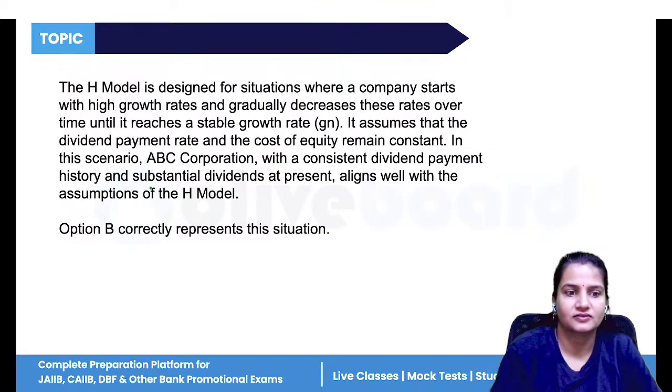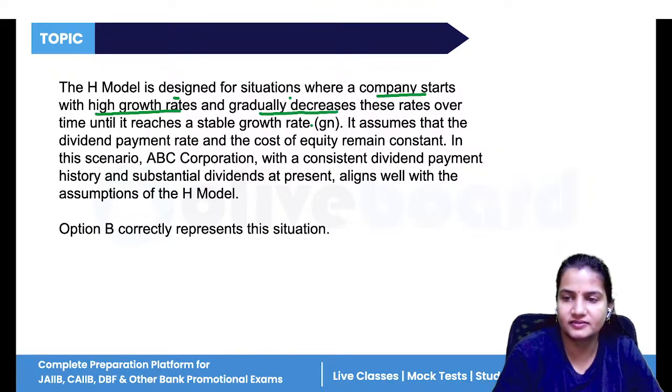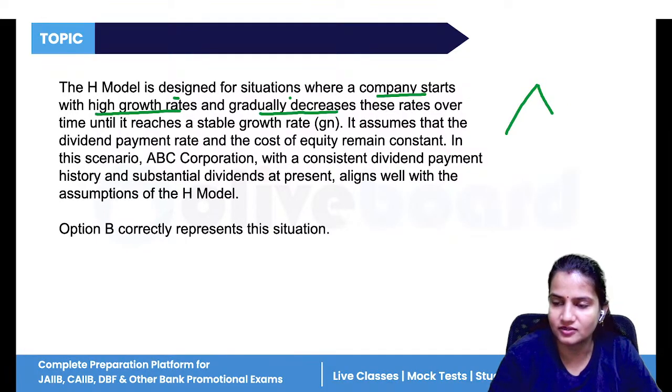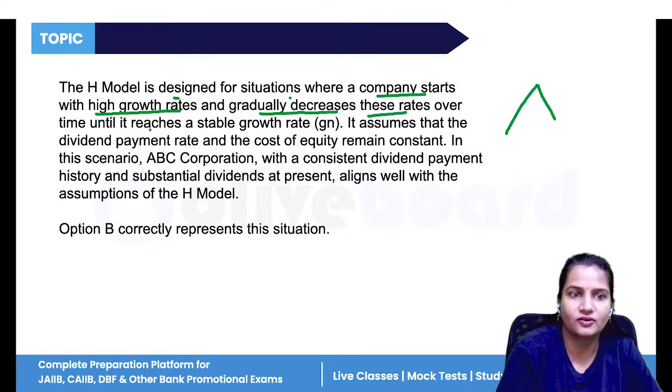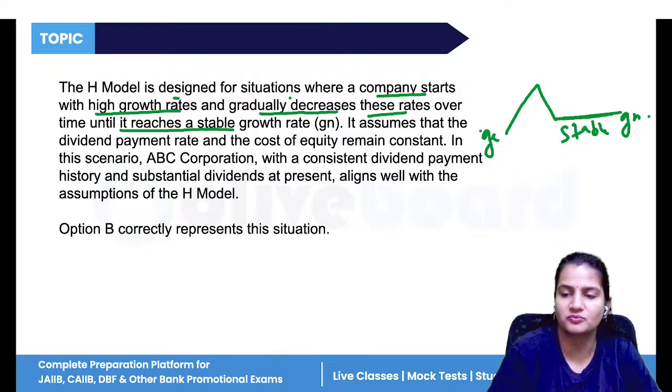Now, next. The H model is designed for situations where a company starts with high growth rates, then it gradually decreases these rates until it reaches a stable growth. So this is the stable growth. It is GA, this is GA when moving at a constant rate.